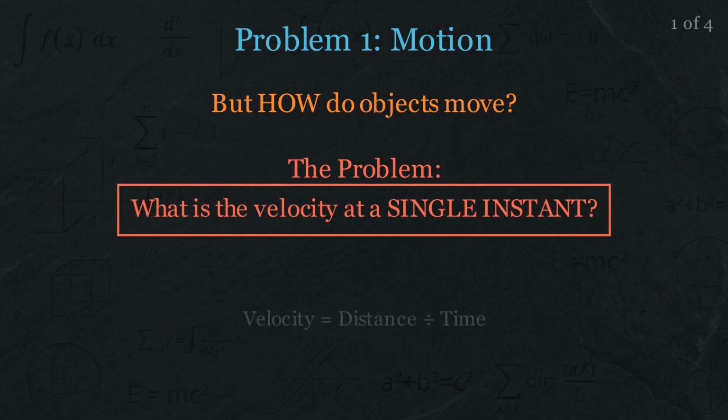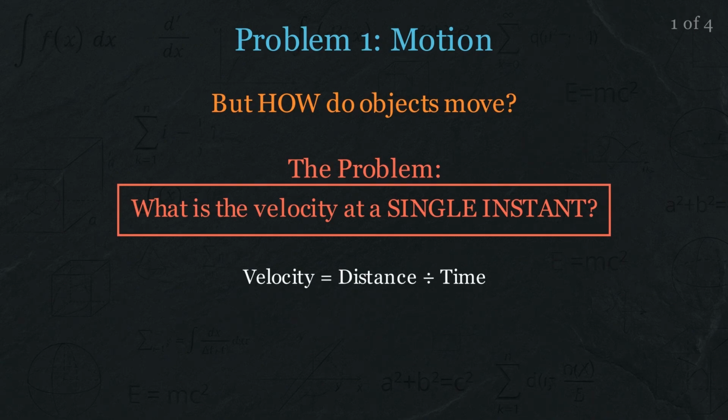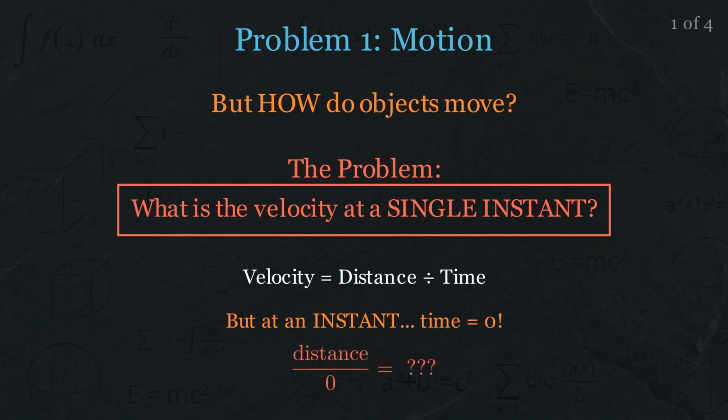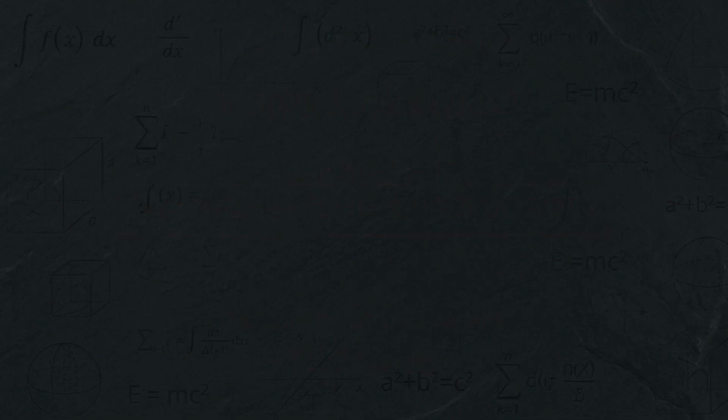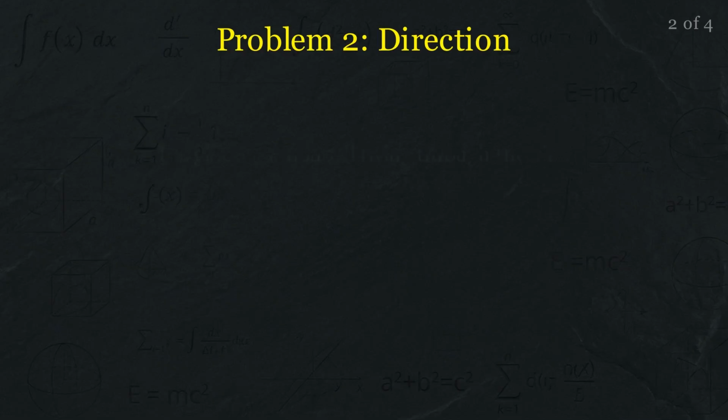Think about it. Velocity equals distance divided by time. But at a single instant, how much time has passed? 0. And we cannot divide by 0. So how do you even define instantaneous velocity? This was problem 1. Problem 2, direction.